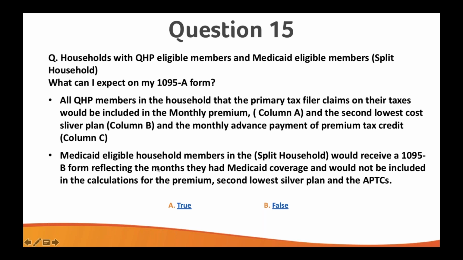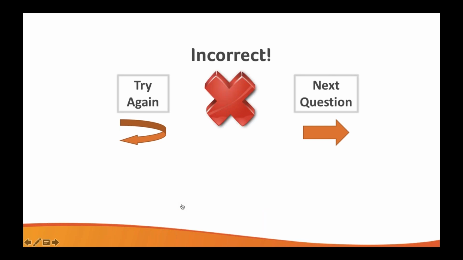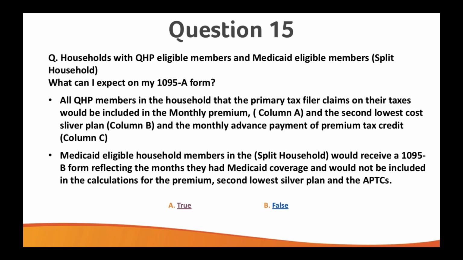So it seems like most folks, or I think everyone, went for A here. I think it's A. Yep. I thought it was A. Oh, wait a minute. Go back. Households with eligible split household, what can I expect in my 1095A? All QHP members in the household that the primary tax filer claims on their taxes. I think they messed that up.